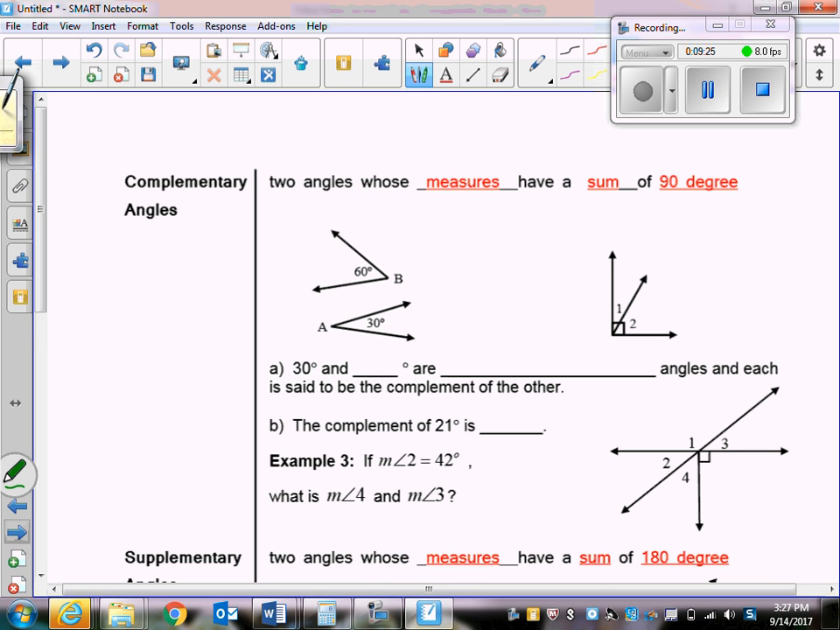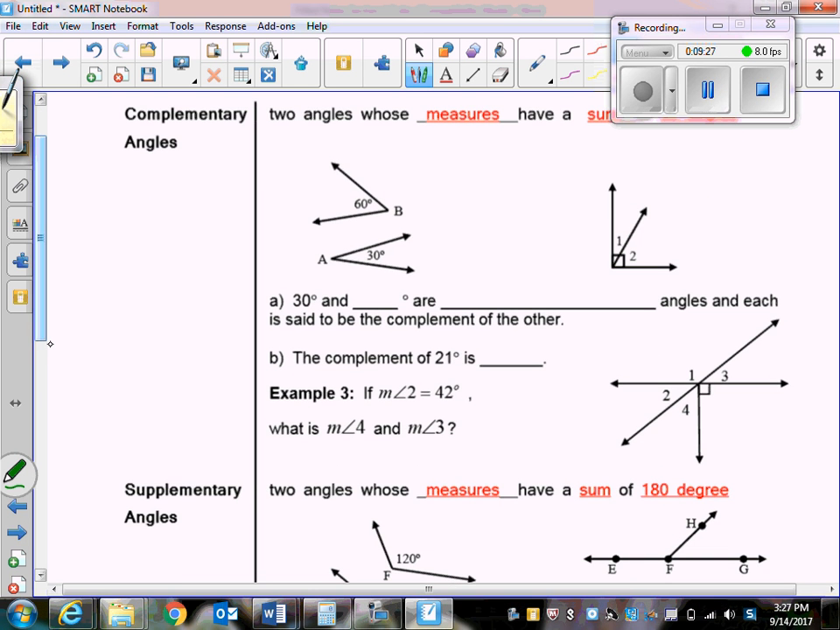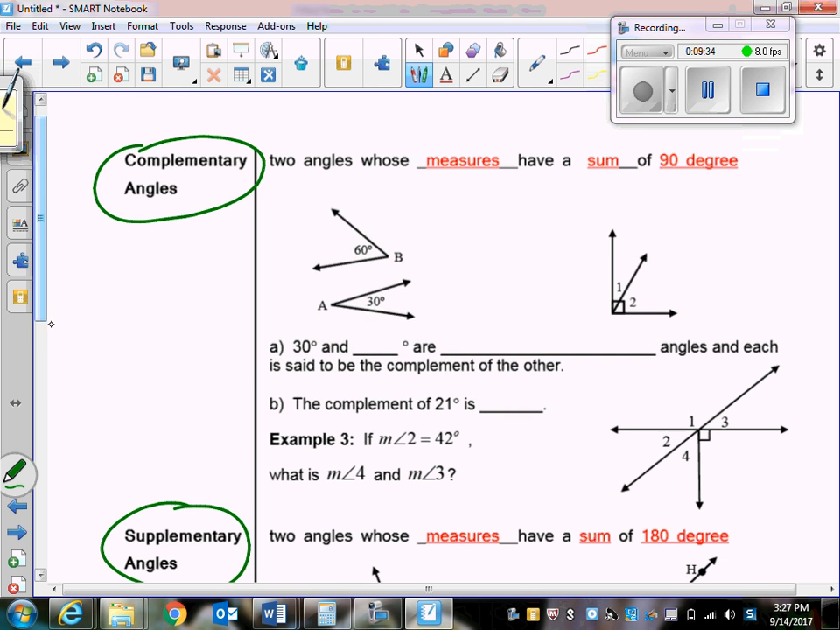The next one, I think you have seen this before, is complementary and supplementary angles. Complementary, like people who complement each other, means they are right for each other, and the sum is going to equal 90. Supplementary is going to equal 180 degrees. One thing you need to know is that for angles to be complementary or supplementary, they don't need to be connected.